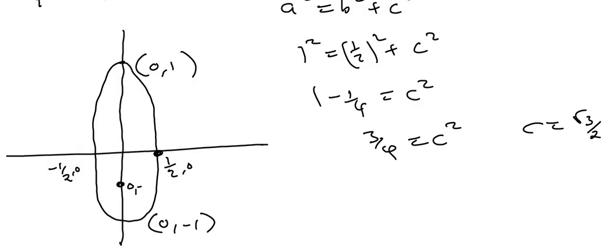There's a (0, -√3/2), and there's a (0, √3/2). So yeah, this is what we have. The vertices, the major vertices, the minor vertices, and the foci. Is this okay, Charles? Is this okay?